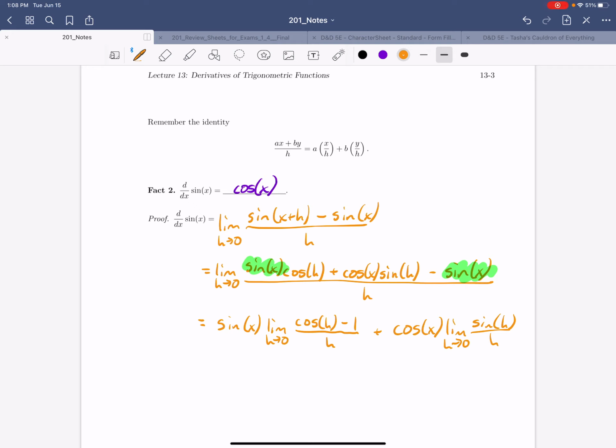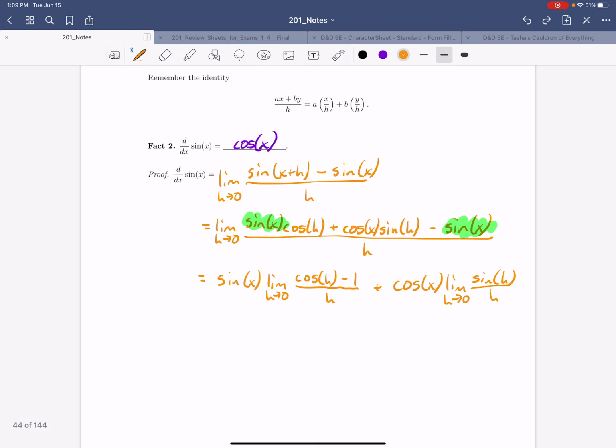There's a lot of steps right there, right? I broke up this term and this term, and then split the limit, right, using limit laws. I also factored out this and this, right, the sine of x parts. Okay, so there's a lot of simplification in that one step. See if you can follow. But we know that this limit right here goes to 1, right? That's what we just proved.